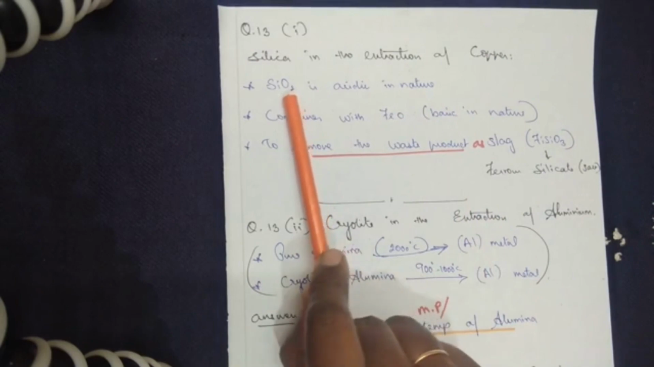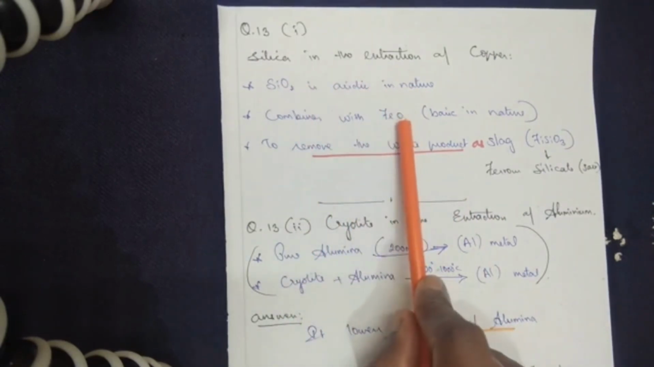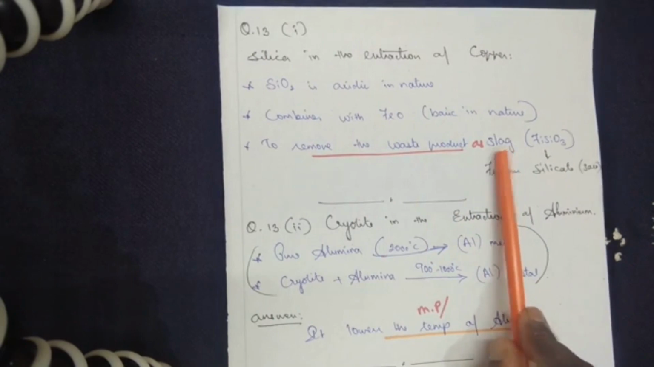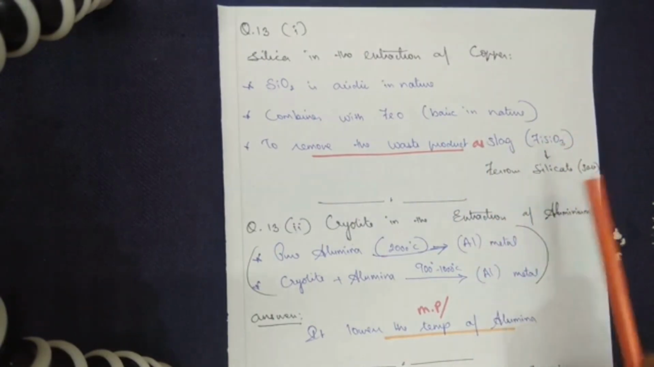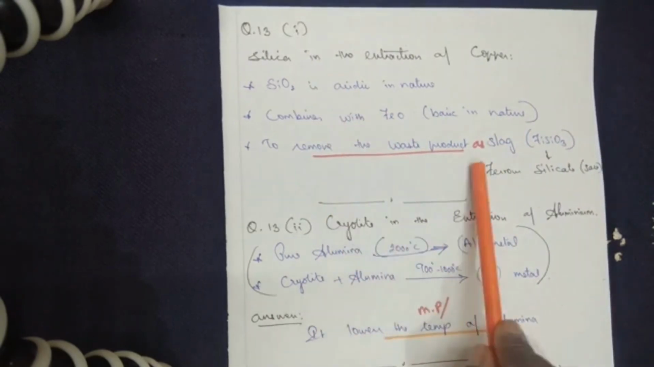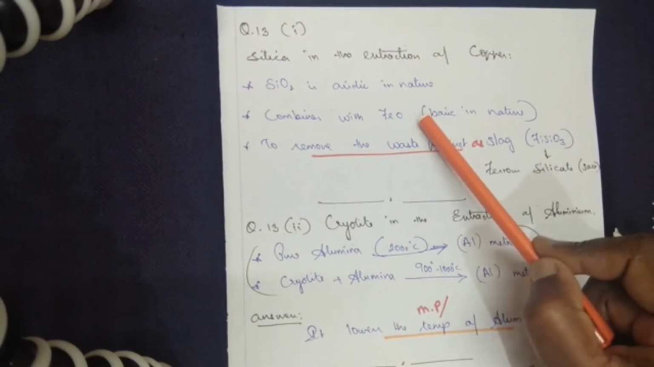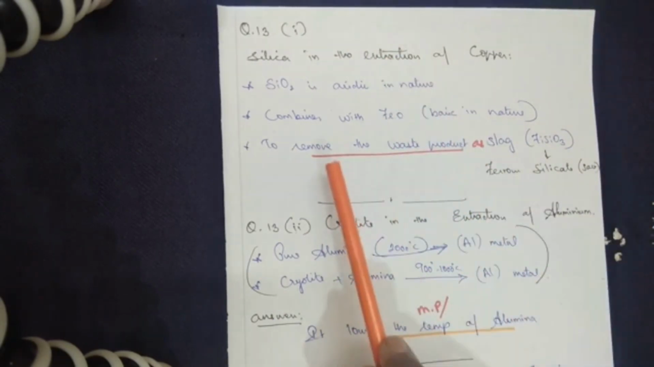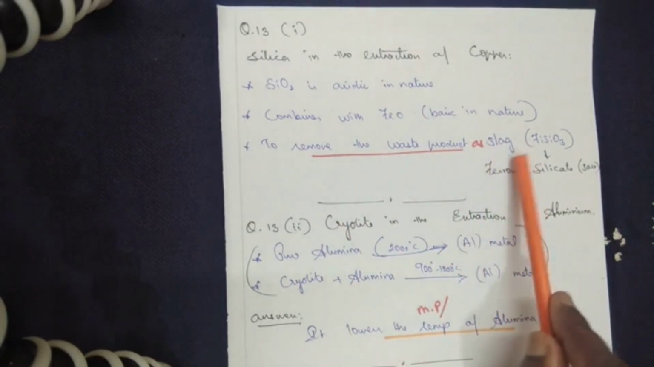So silica is acidic in nature. Iron oxide is basic in nature. The two combine together to give me a slag here. The name of the slag is ferrosilicate. It's a salt formation. So the underlined word is the keyword for you. These two are for your understanding that I have written. For the given question, the appropriate answer is that it removes the waste product as slag.